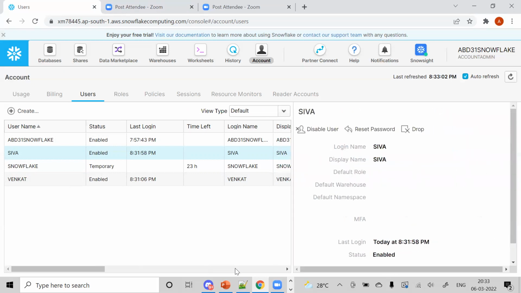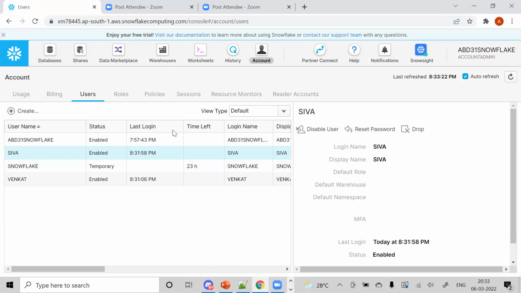Okay. Yeah, I was confused by seeing the Snowsight. The other, yeah. Actually, that was in preview mode earlier. Now it is live, ready to use.